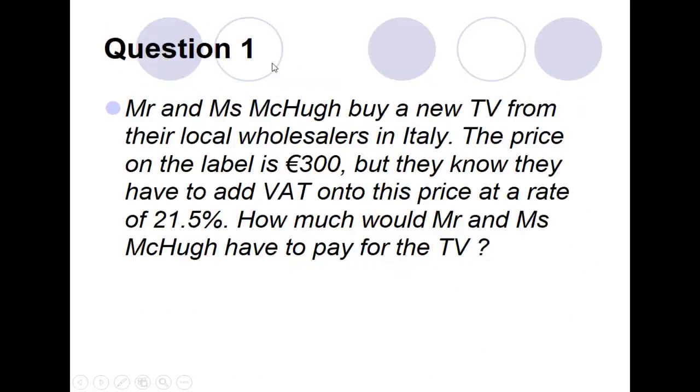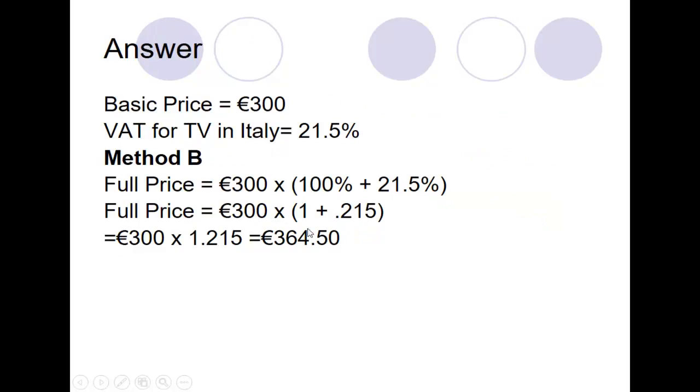Here's an example. Mr. and Mrs. McHugh buy a new television from their local wholesalers in Italy. The price on the label is €300. They're in a wholesalers, and wholesalers don't always have to have the VAT displayed on the prices. But they know that they have to add on the VAT to this price at a rate of 21.5%. How much would Mr. and Mrs. McHugh have to pay for the television when you include the VAT?